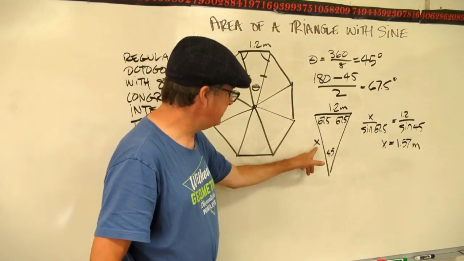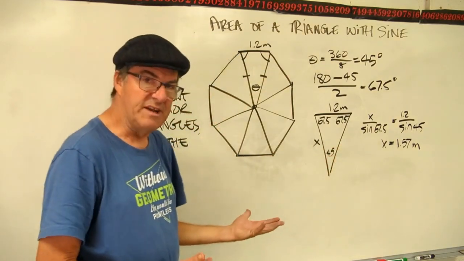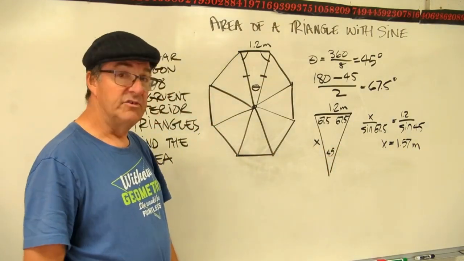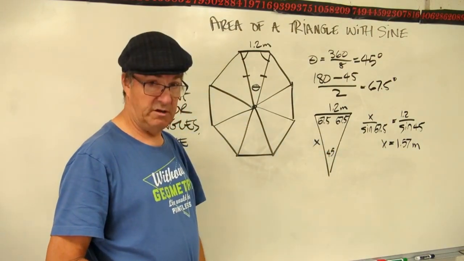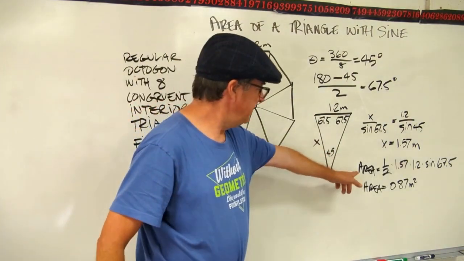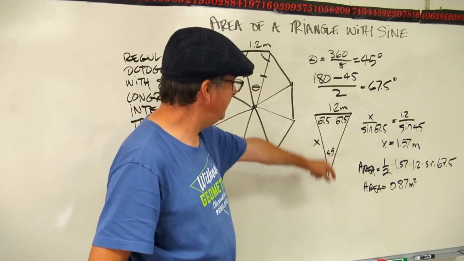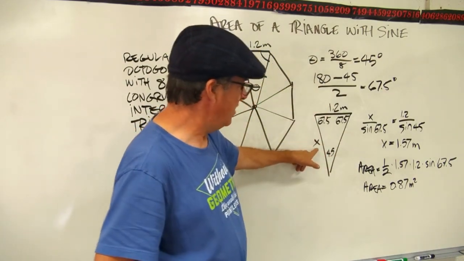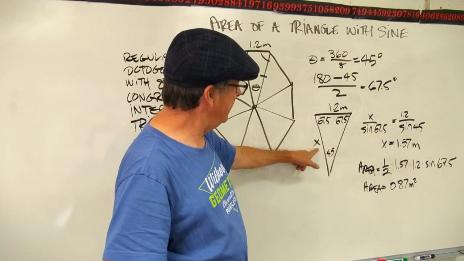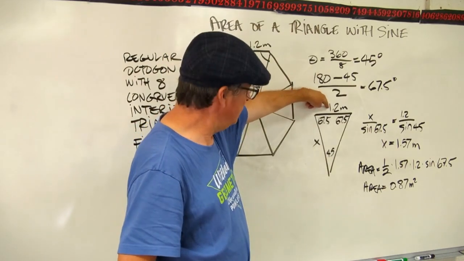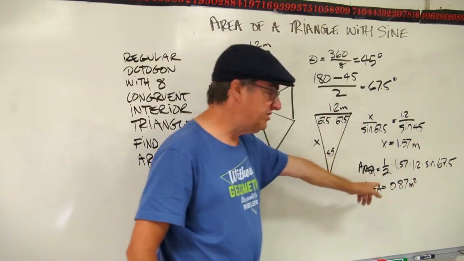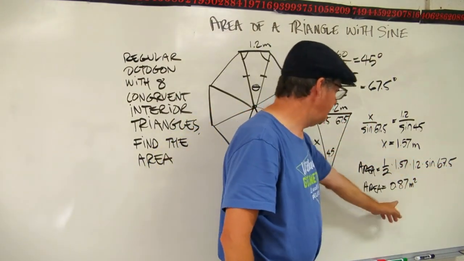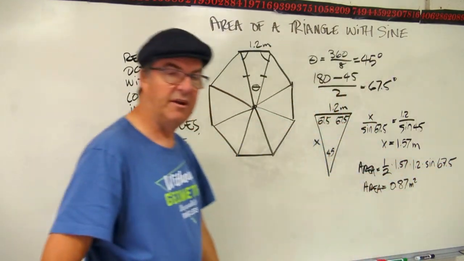So that's this x. It's also that one. We don't need that one. We just need one of these. So now I want you to pause the video and calculate the area of this triangle. All right, here's my plug-in step. The area for this triangle is just 1/2 times the 1.57 that we found times this side, 1.2, times the sine of the included angle. That's all of this right there. I crunch those down. I get the area of this triangle is 0.87 meters squared.